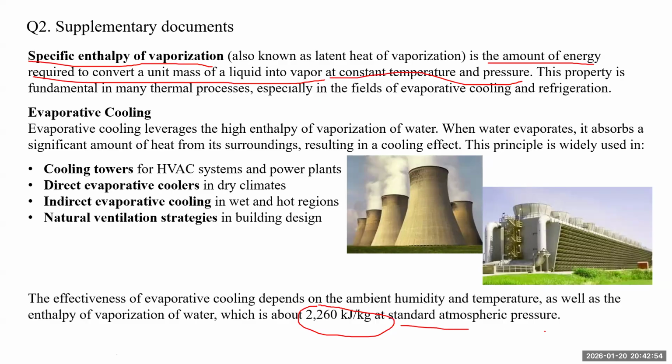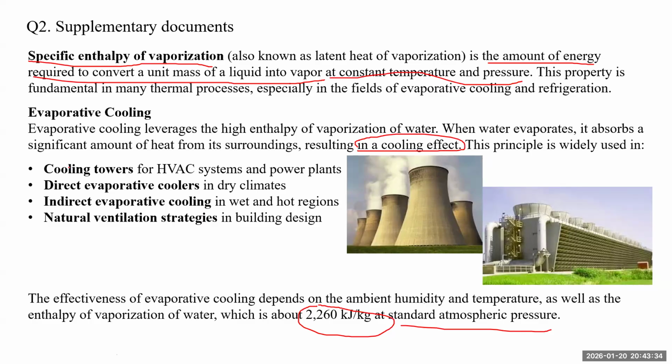So at standard atmospheric pressure, when 1 kilogram of water is vaporized into water vapor at the same temperature, it will absorb 2,260 kilojoules of heat from its surroundings. So this absorption process can provide cooling. For example, evaporative cooling takes advantage of the high enthalpy of vaporization of water. When water evaporates, it absorbs a significant amount of heat from its surroundings, resulting in a cooling effect.